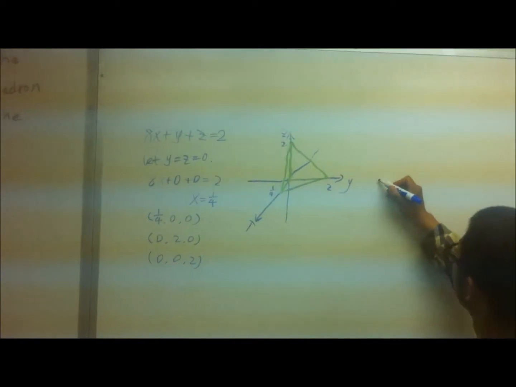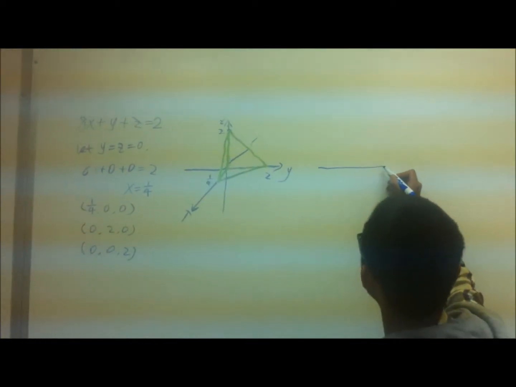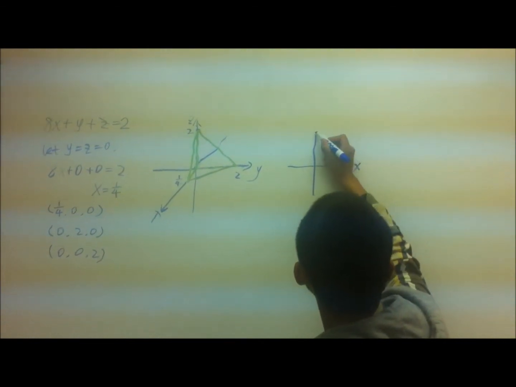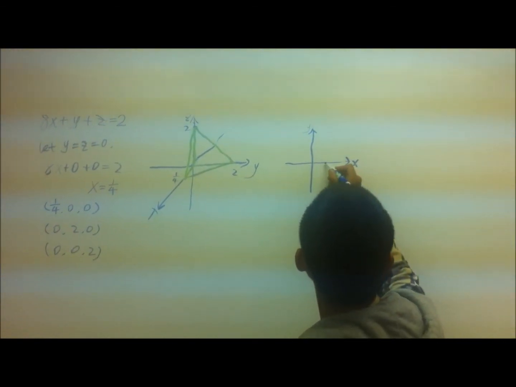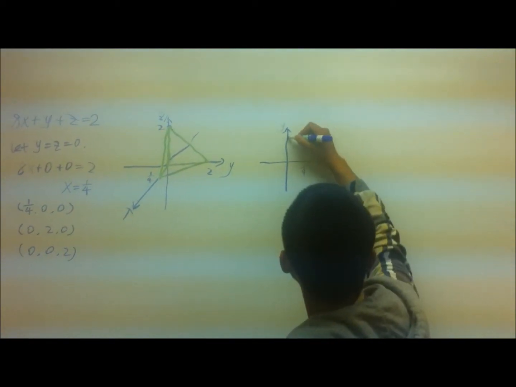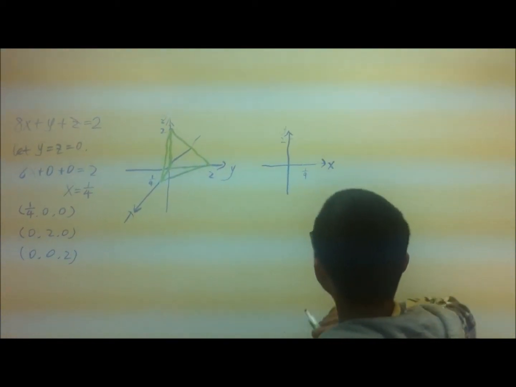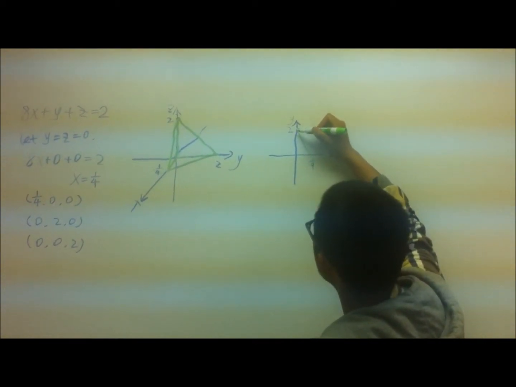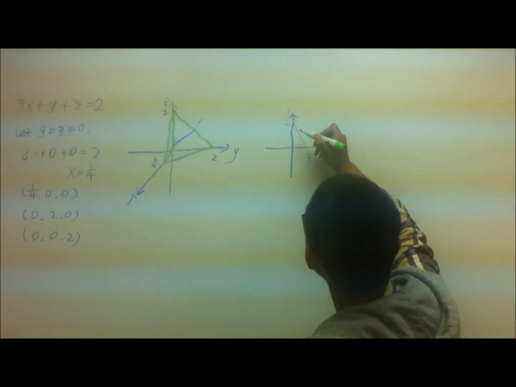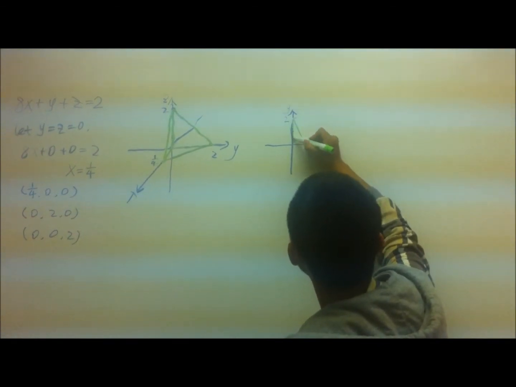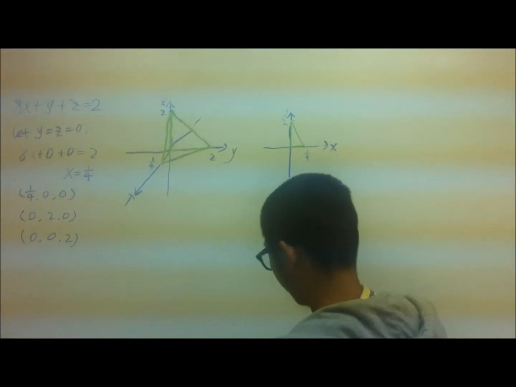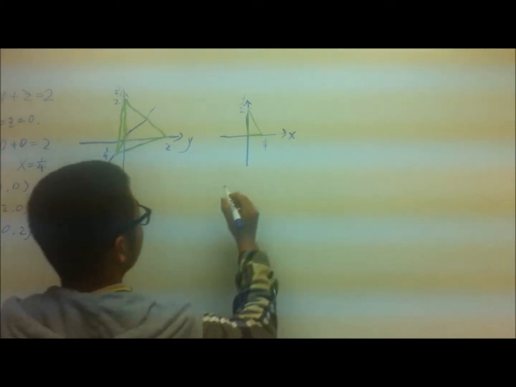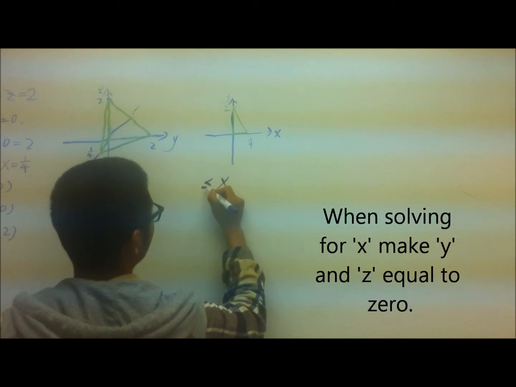Now the next step is to draw the points in the XY plane. The reason for this step is to find the X and Y limits, or bounds. We can see first that X is going from 0 to 1/4.